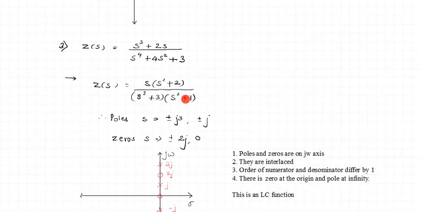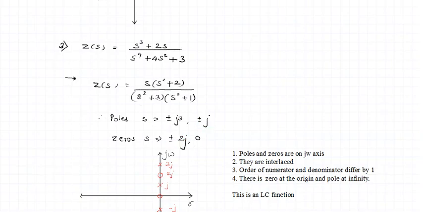Now we will identify the poles and zeros of the system. Equating the numerator to 0, we get the zeros of the system. So what are the zeros of the system? The zeros of the system are 0 and plus minus 2j. Similarly, equating the denominator to 0, we obtain the poles of the system. The poles of the system are plus minus j and plus minus 3j. So equating the numerator, we obtain the zeros, and equating the denominator, we have obtained the poles.